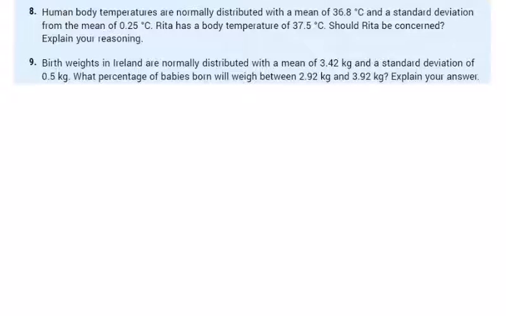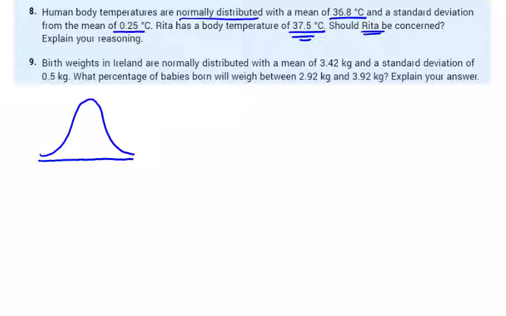Question 8. Human body temperatures are normally distributed with a mean of 36.8 and a standard deviation of 0.25. So Rita has this body temperature. Should she be concerned? Rather than just using the empirical rule, where we could say she's more than 2 standard deviations away, so she should be concerned because she'd be outside the middle 95%, we'll get a z-score here and calculate exactly.